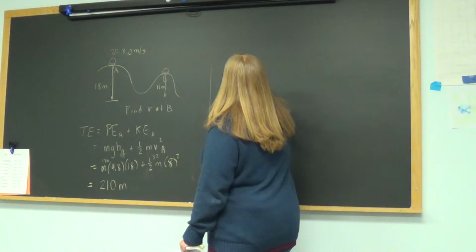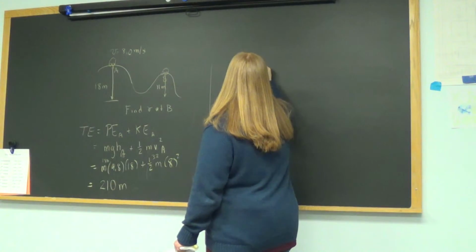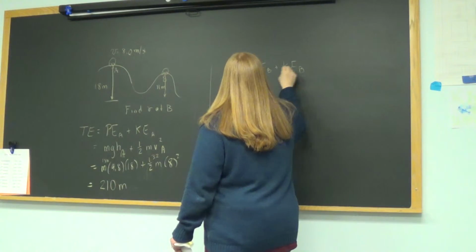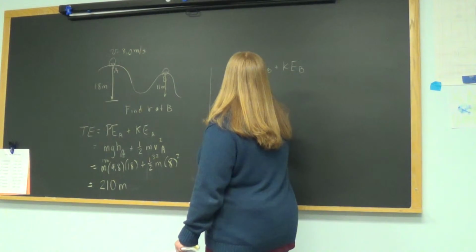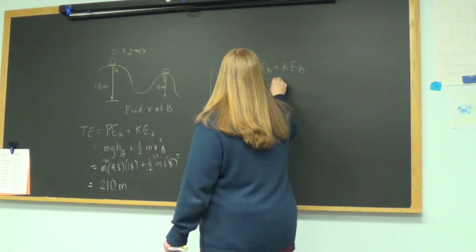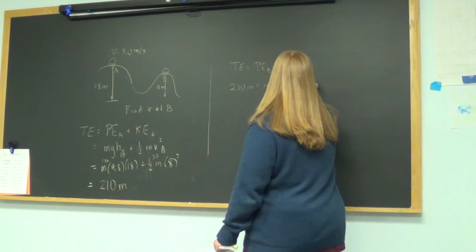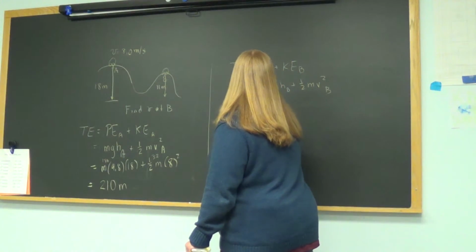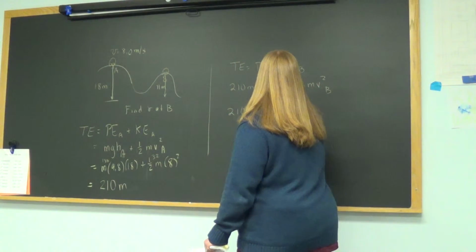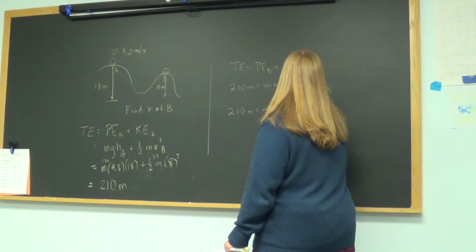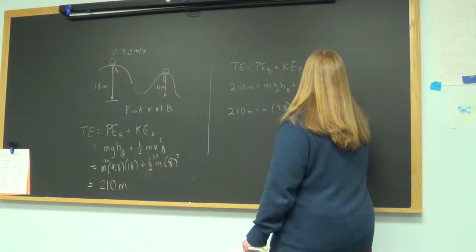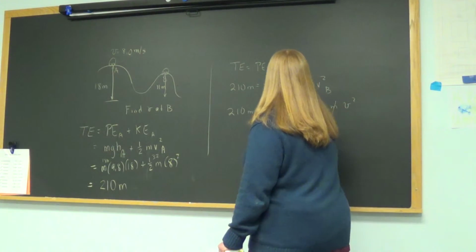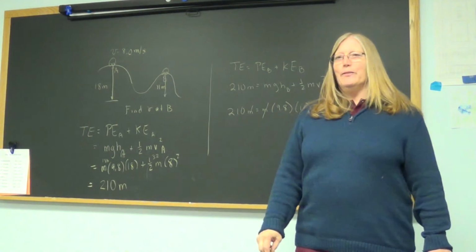So, TE equals potential at B plus kinetic at B. We know 210m equals mgh at B plus 1/2 mv squared at B. 210m equals m times 9.8 times height at B, which is 11, plus 1/2 mv squared, which is what we're looking for. So the m's, three m's, we got rid of them all.